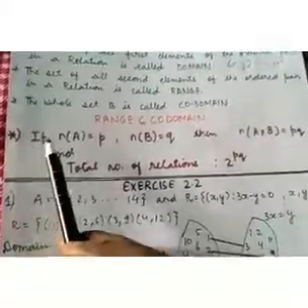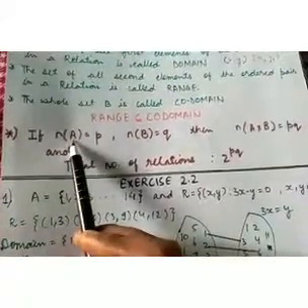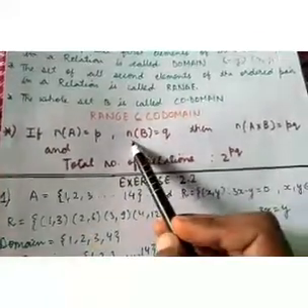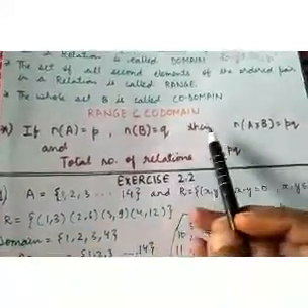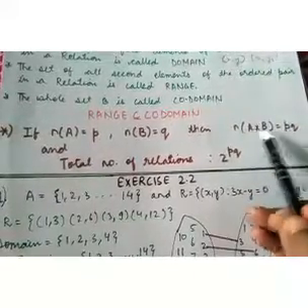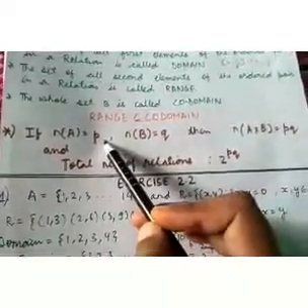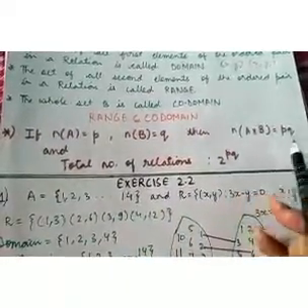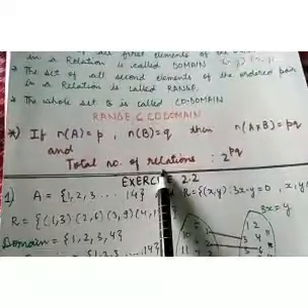Next point is that if set A has number of elements equal to P and set B has number of elements equal to Q, then we know that A cross B will have P into Q. That is, we will multiply the number of terms in this set and this set. So n of A cross B will be equal to PQ. Now we are studying relations, so the total number of relations possible will be 2 to the power of PQ.